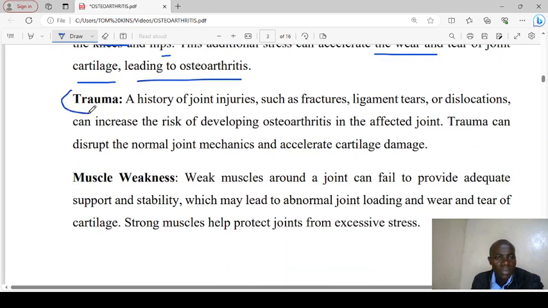Also trauma. A history of joint injuries such as fractures, ligament tears, or dislocation can increase the risk of developing osteoarthritis in the affected joint. So trauma can disrupt the normal joint mechanics and accelerate cartilage damage.